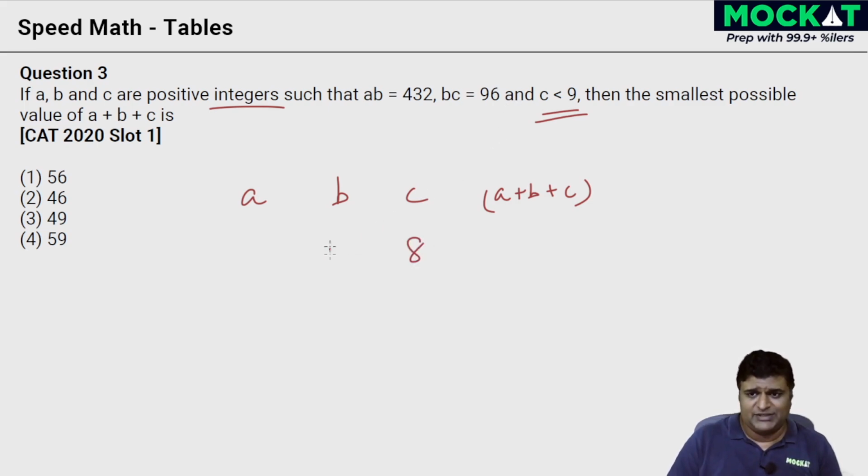8 into what is 96? 8 12s are 96. If b is going to be 12, then what's a going to be, right? What's a going to be over here? Divide this by 12. We just can go in for a plain simple division. 3 12s are 36 and a 72. That's a 36. 12 plus 8 is 20. 20 plus 36 is a 56.